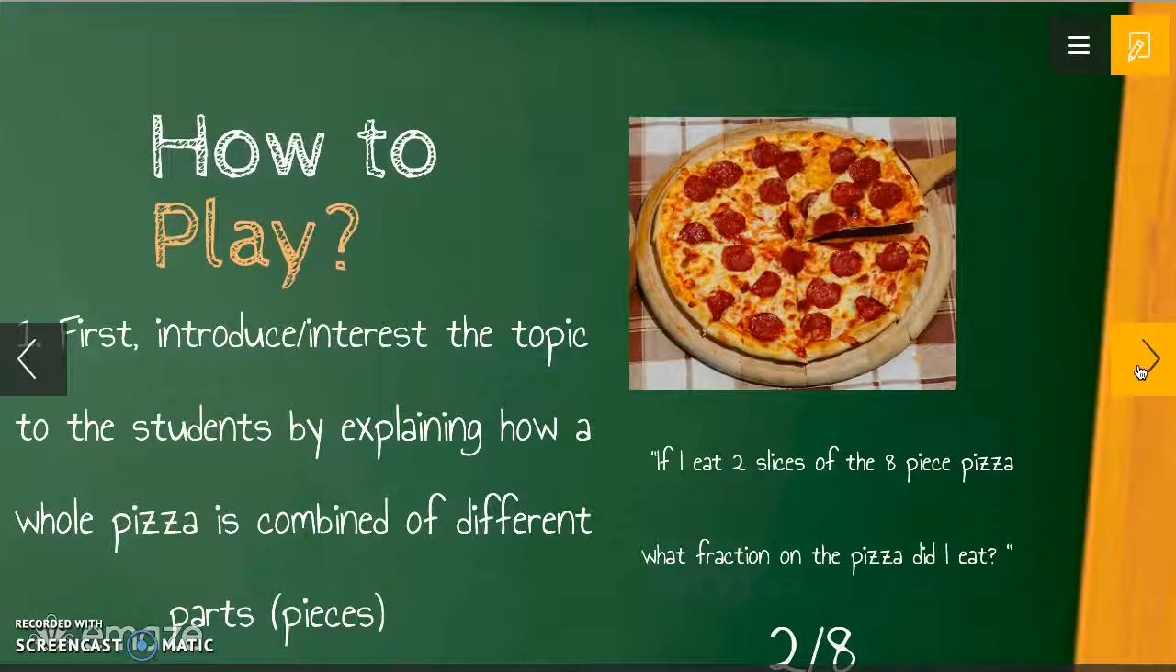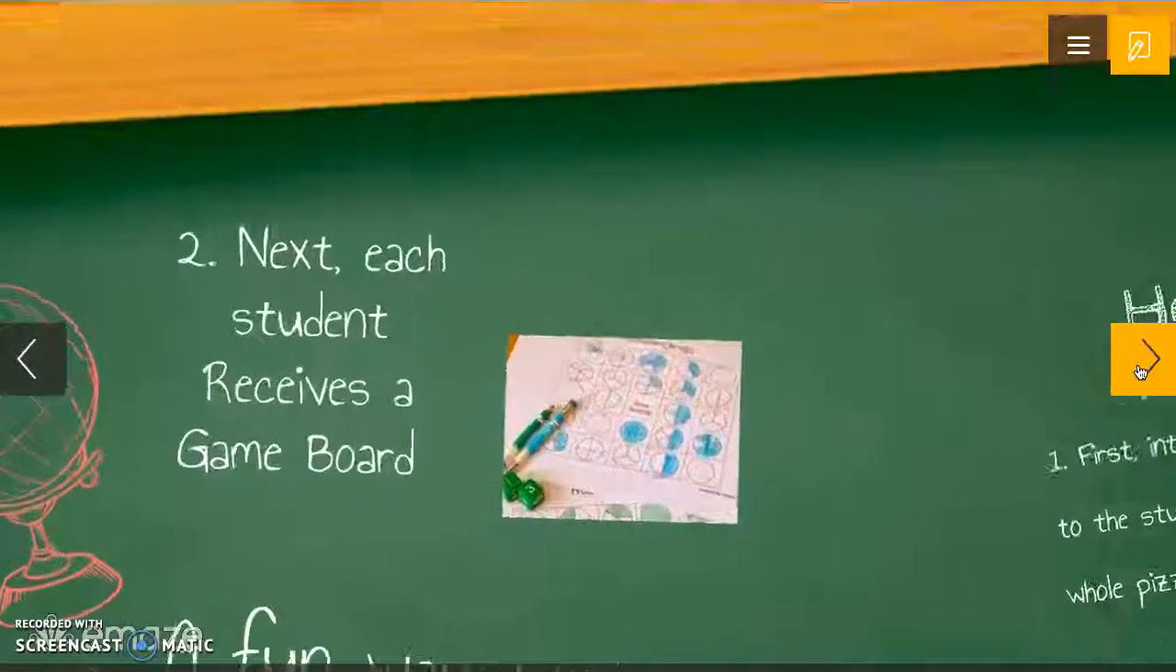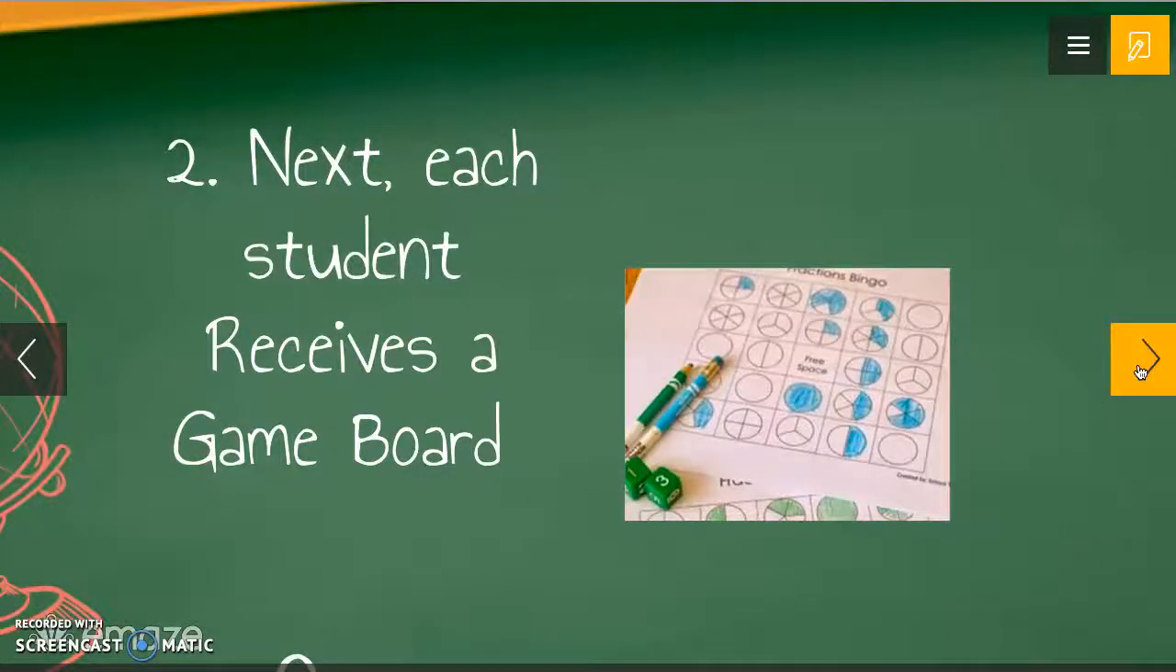How to play. First, you introduce the topic to the students by explaining how a whole pizza is composed of different parts or pieces. If I eat 2 slices of the 8-piece pizza, what fraction of the pizza did I eat? Next, each student receives a game board that looks like this.